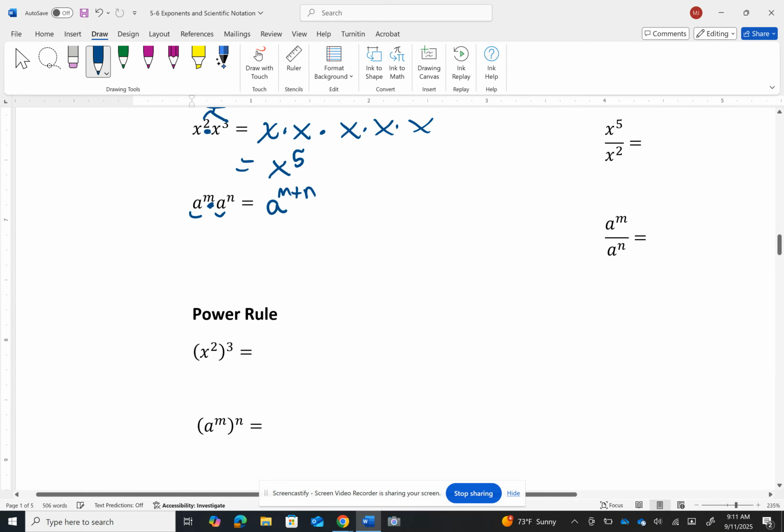It's easy to get that confused with the power rule. Okay? With the power rule, we can figure out what the rule is by using this example. The exponent of 3 would mean that x to the second would get multiplied by itself 3 times. So you have 2 x's times 2 more x's times 2 more x's. So you really have a total of 6 x's multiplied together. So that would be x to the 6th.